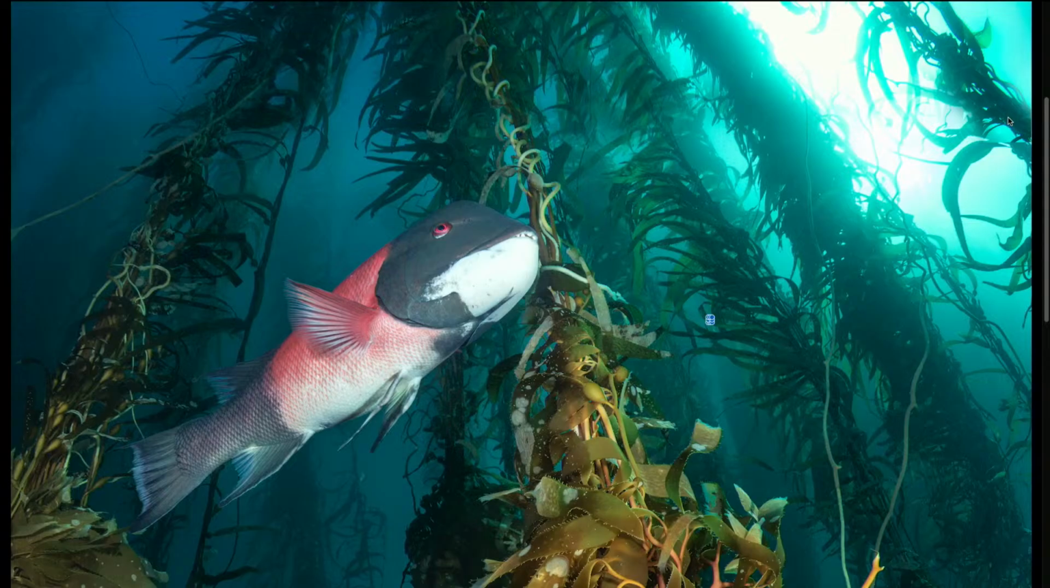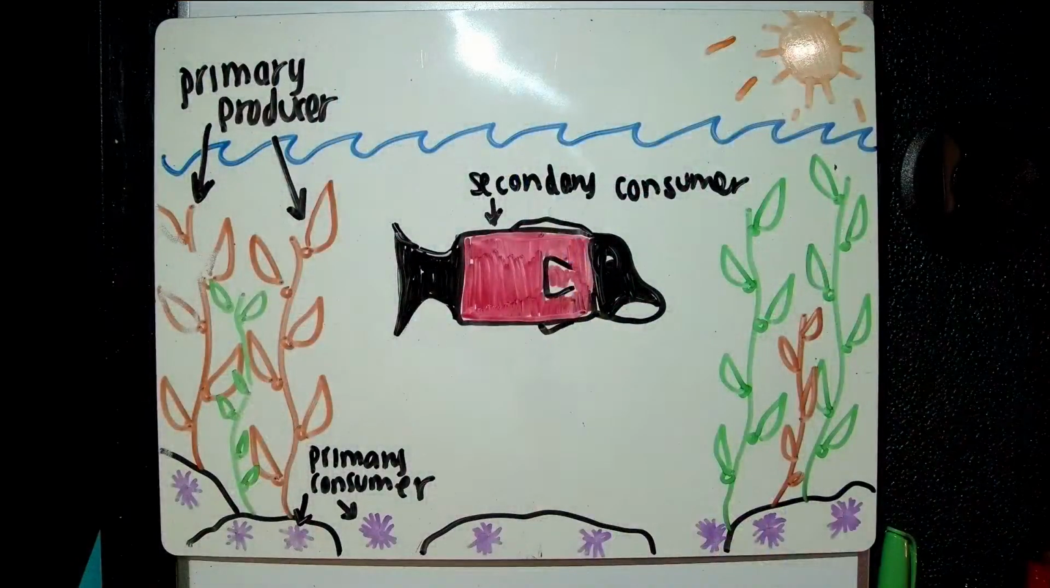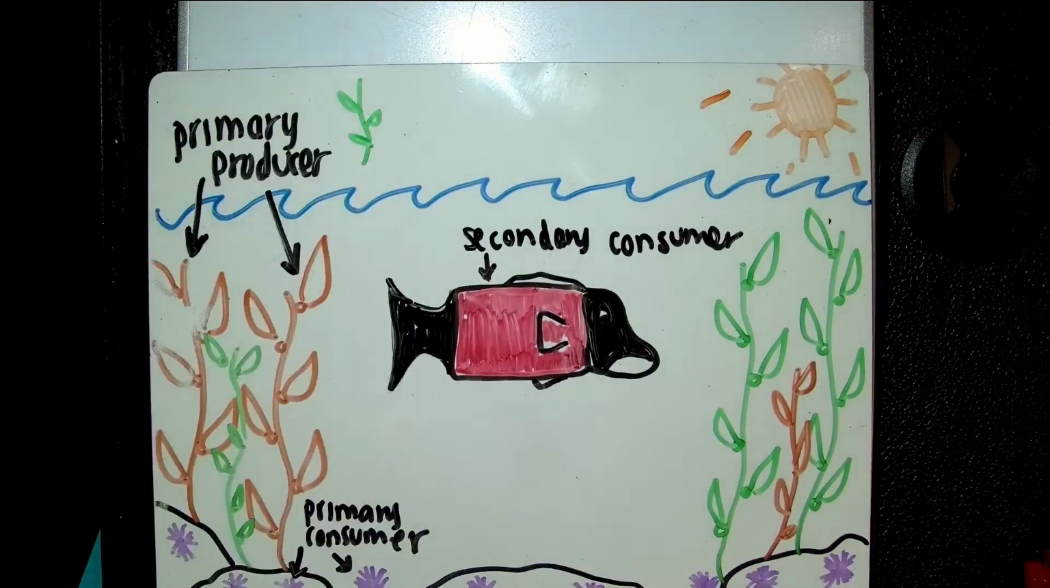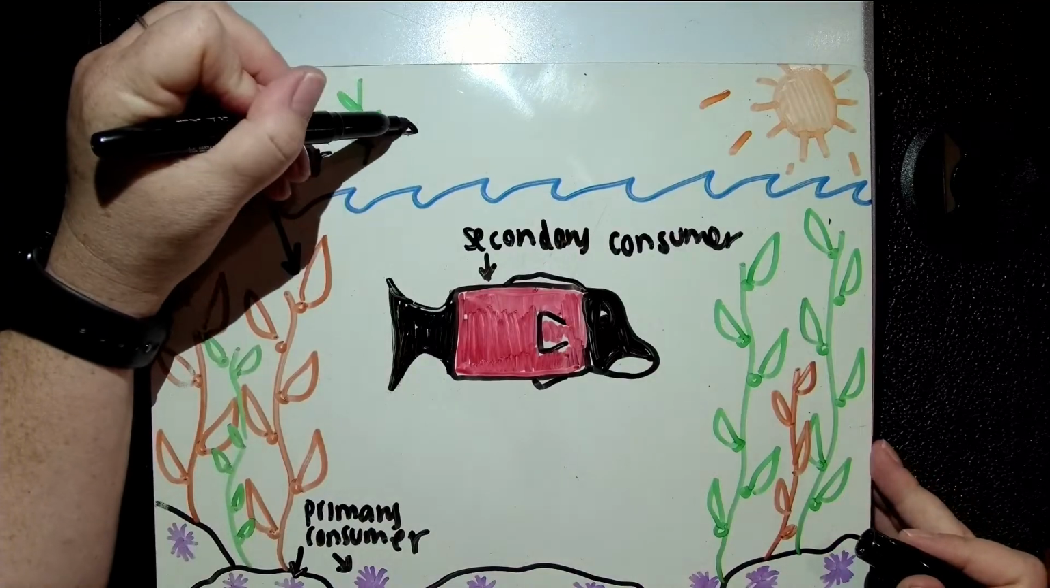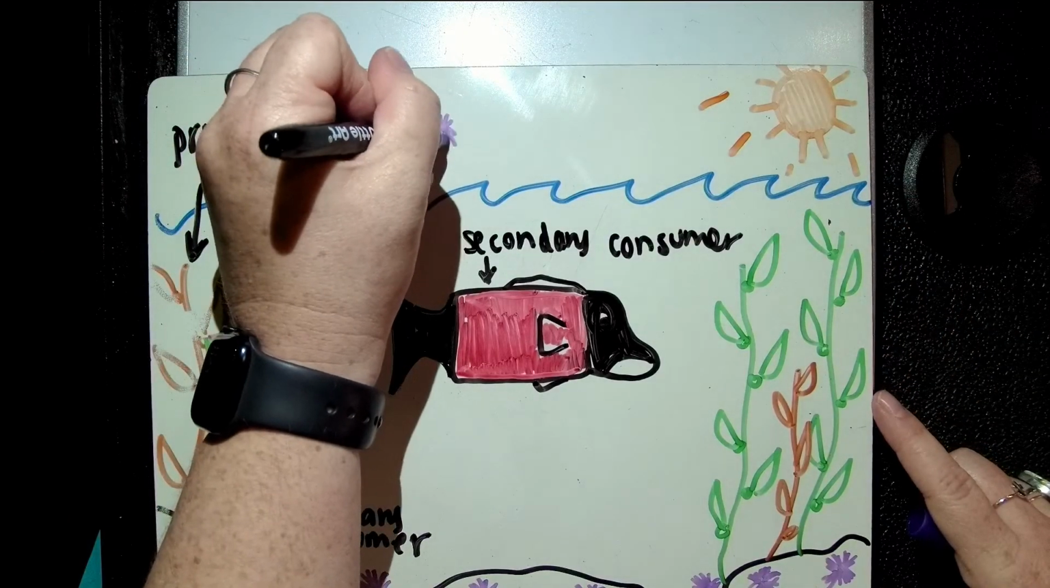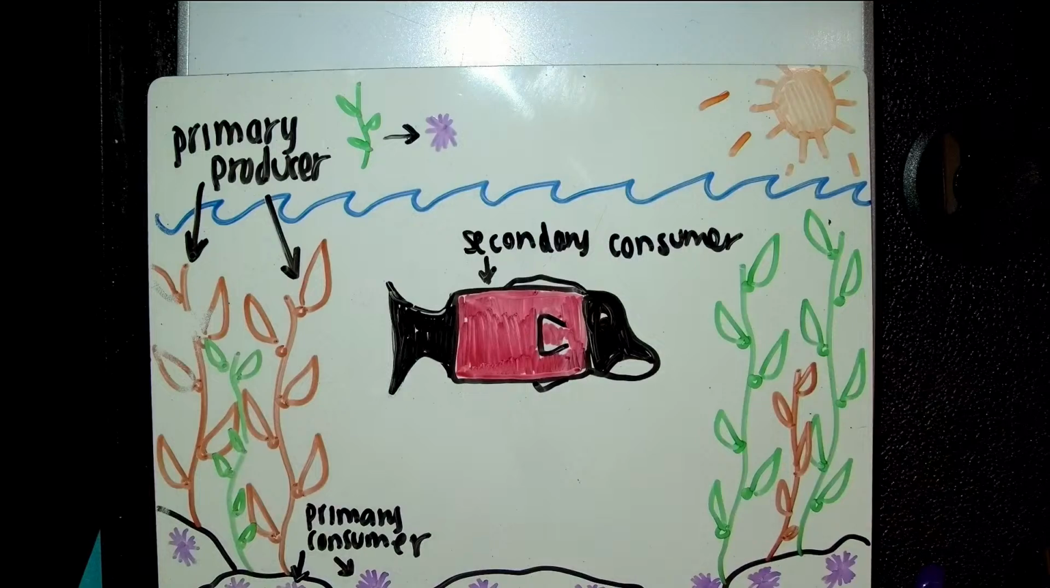All right, so if we go back to the drawing, we have our primary producer, our primary consumer, and our secondary consumer. Now what we've just built is a food chain because it goes from one to the next to the next. Basically, we've got our kelp, that then leads to our urchin, which then leads to the fish.